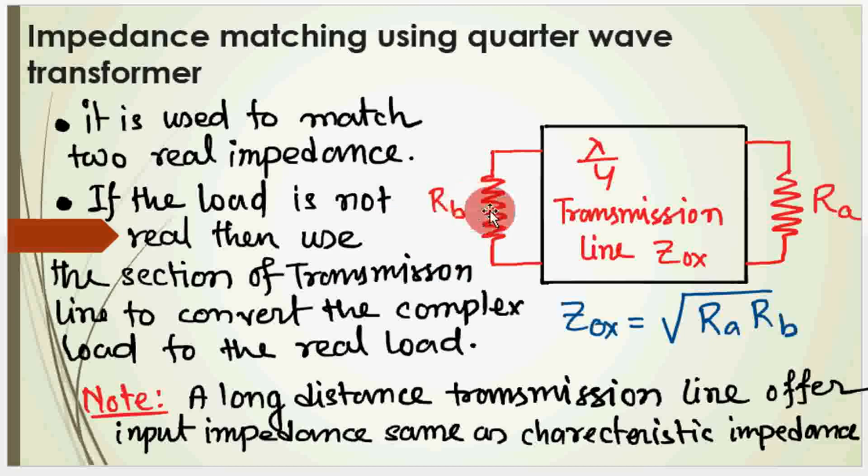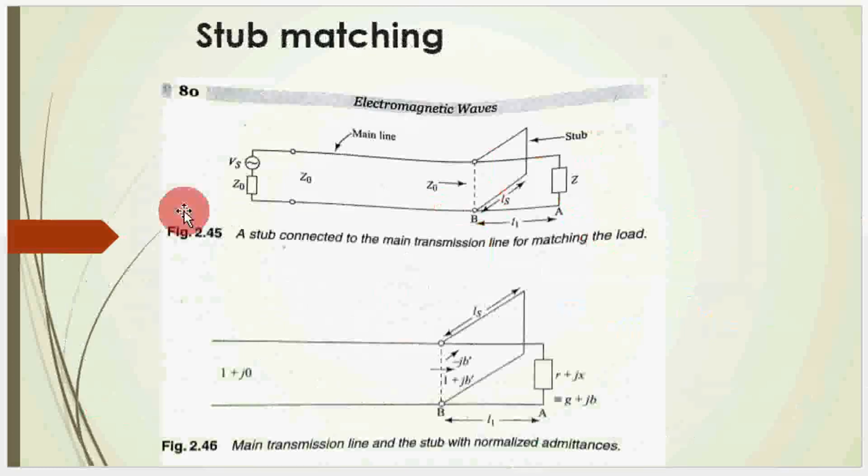You have to attach over here, and on this side you can attach the load with the help of a section of transmission line. So one thing you should know is that a long distance transmission line offers input impedance the same as the characteristic impedance. If you have a very long line, then its input impedance is the characteristic impedance. Now stub matching. You can solve many problems. This type will be very easy to solve when you practice more and more problems.